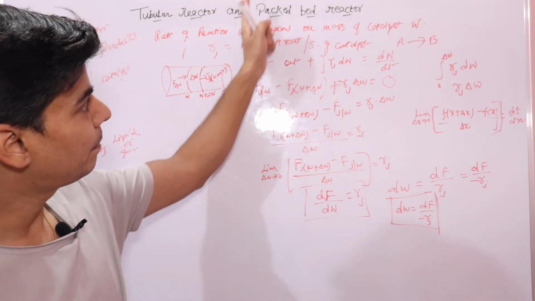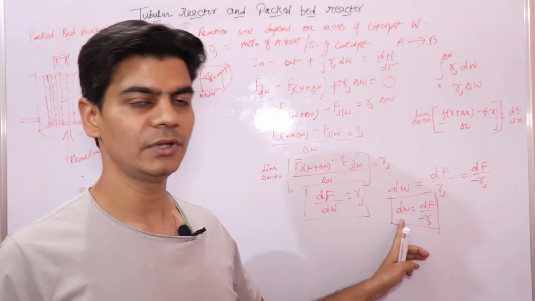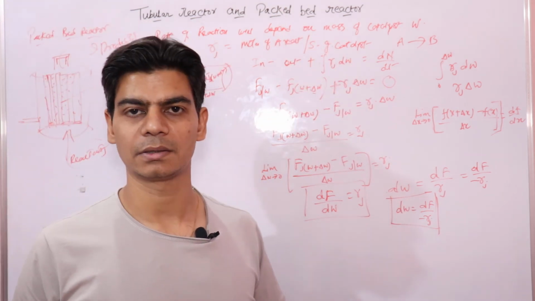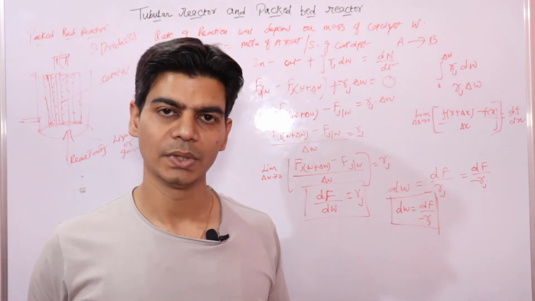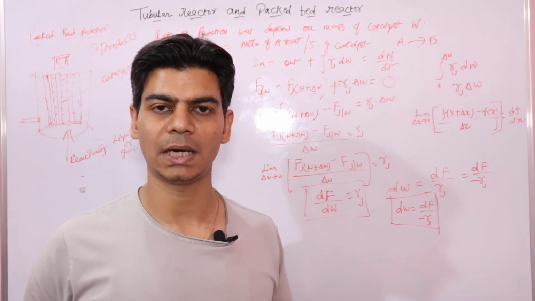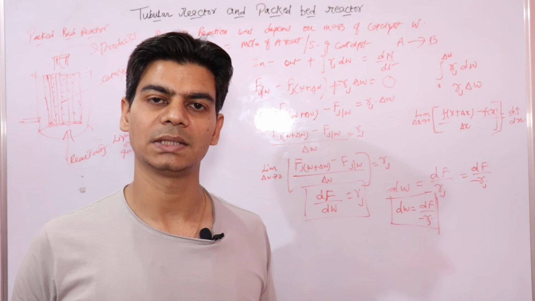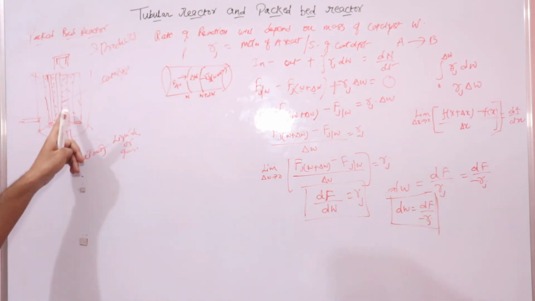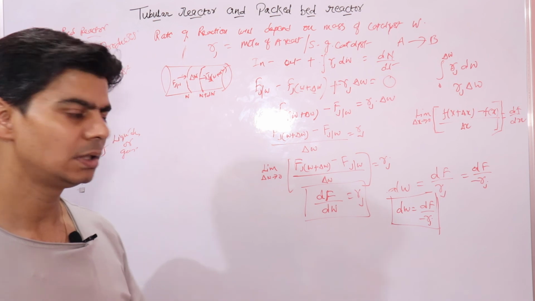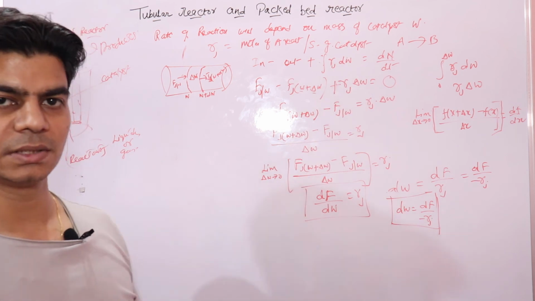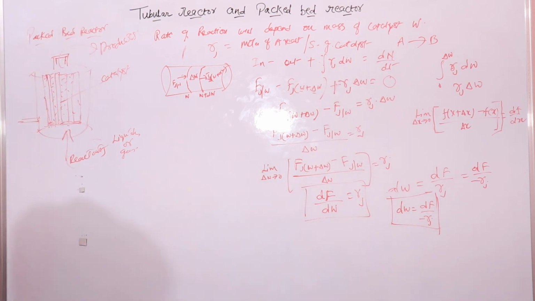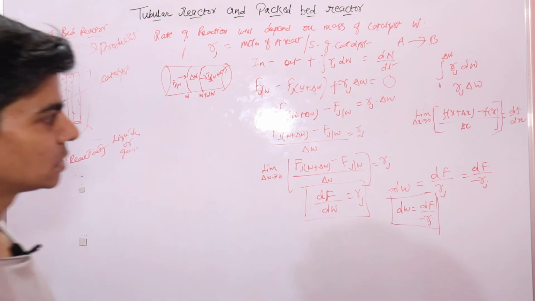And just remember, in packed bed reactors, instead of volume, we have taken the mass of the catalyst, because it's the mass of the catalyst that will change as the reaction proceeds, and volume is of secondary significance here. That is why we considered the mass of the catalyst. And this is the technique that we apply to arrive at the rate of generation in the mole balance equation. So I hope all this is clear to you. Thanks.